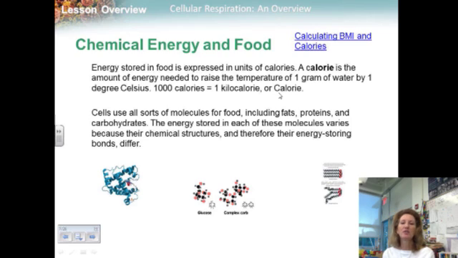Cells use all sorts of molecules for food, including fats, proteins, and carbohydrates. The energy stored in each of these molecules varies because their chemical structures, and therefore their energy-storing bonds, also differ. Cells break down food molecules gradually and then use the energy stored in the chemical bonds to produce compounds such as ATP that power the activities of the cell.